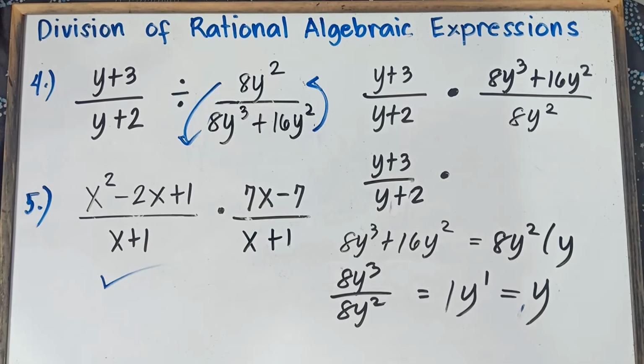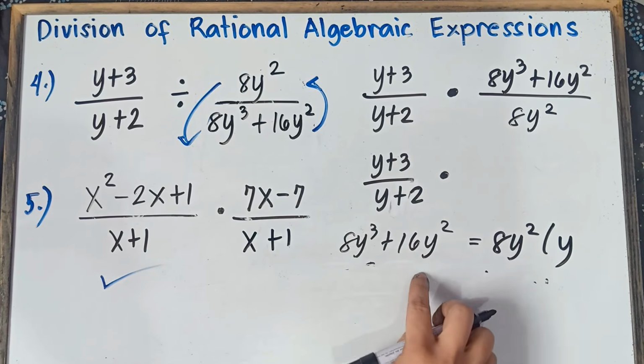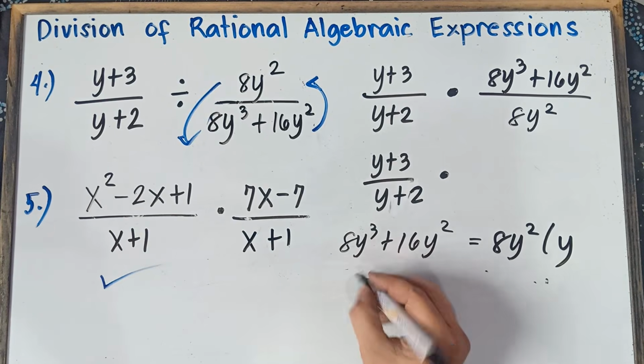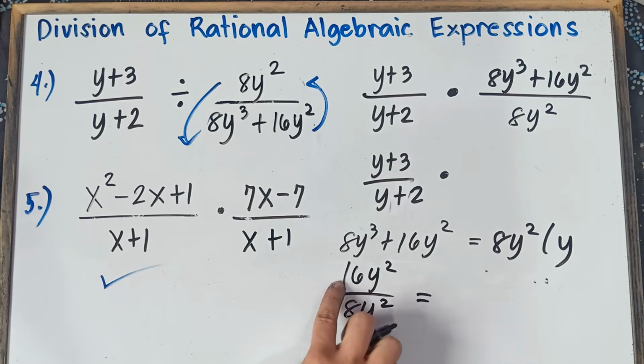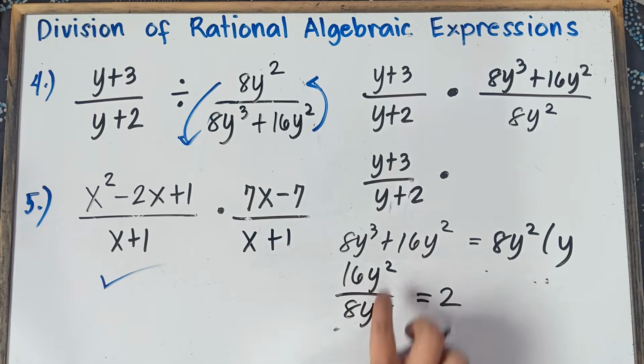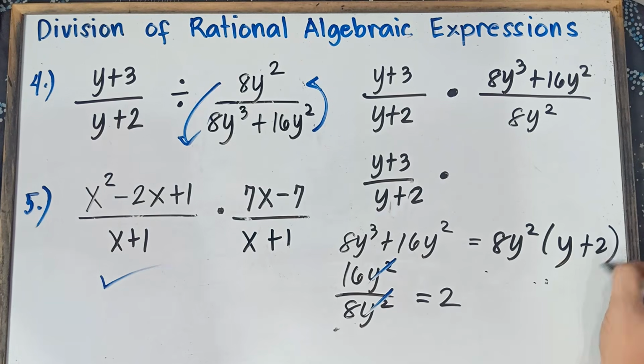Alright, and then simply divide this one. 16y squared divided by 8y squared. 16 divided by 8, that would be 2. Y squared divided by y squared, simply cancel. Same letter and then same exponent, cancel. So that would be positive 2.